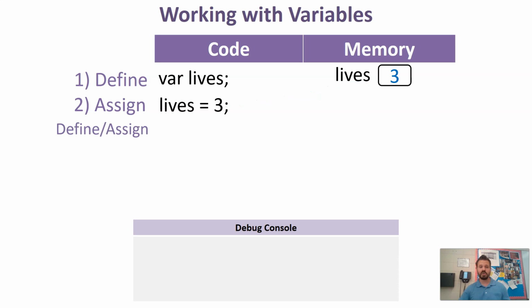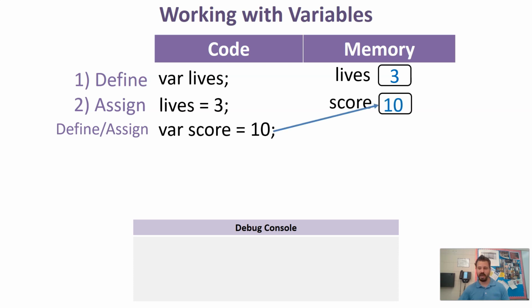Now I can also define and assign a variable in one line. That'll just look like this. For example, for the variable score, we'd say var score gets 10. And all in one step, the computer is going to put a spot in memory for the score value, and it's going to put that 10 in that spot.